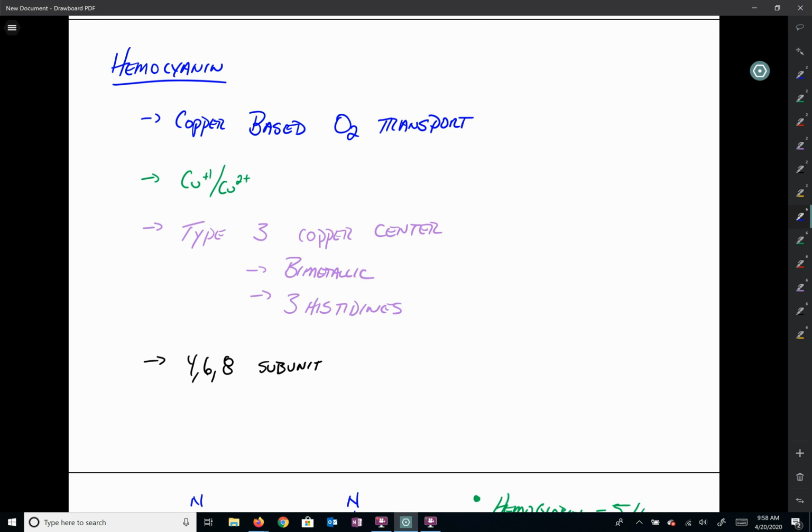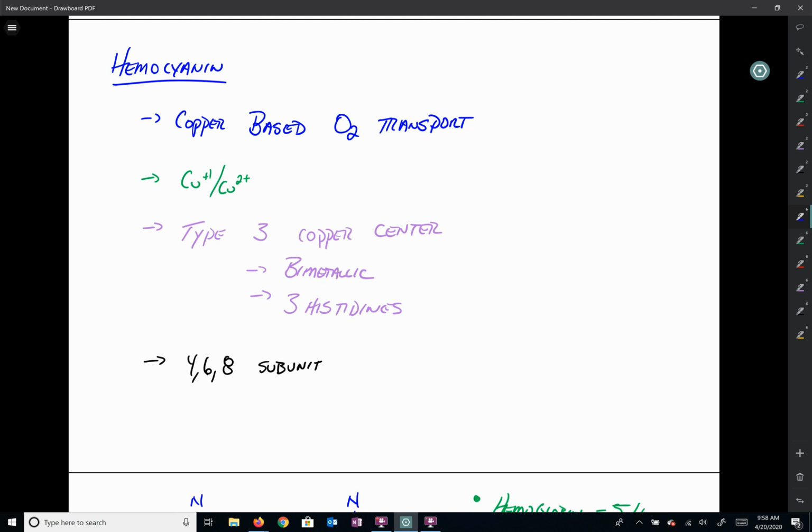We moved on to hemerythrin, and we talked about how we should start to look at the active site of different enzymes now as we come across them. And so we're going to take those ideas, build upon them, and move into hemocyanin. Now, hemocyanin is a copper-based oxygen transport, right? That's all we've been talking about so far, just oxygen transport proteins.